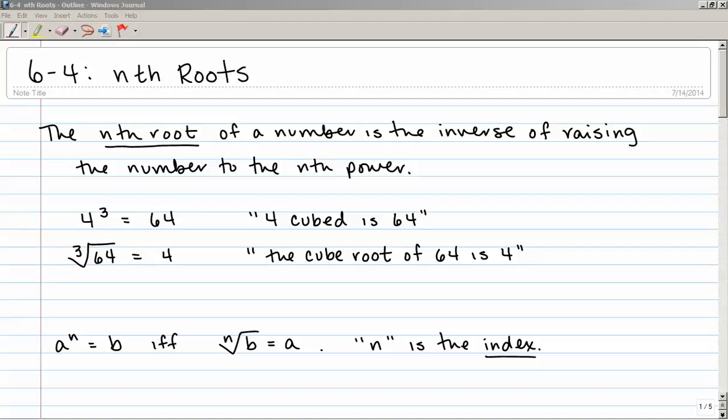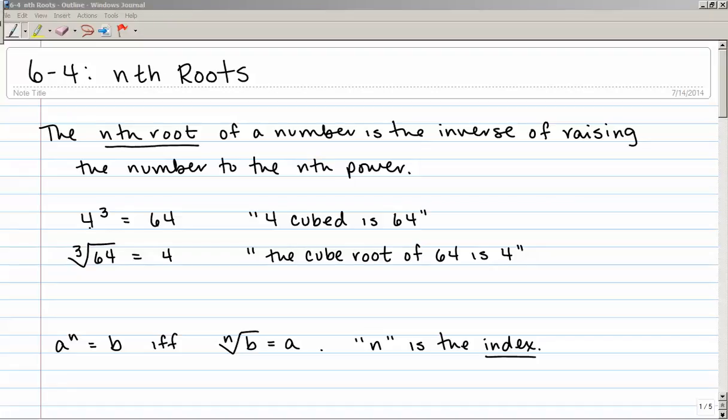Section 6.4 is on nth roots. The nth root of a number is the inverse of raising the number to the nth power. Remember, n can stand for any number. So we can have a fourth root, a fifth root, a sixth root of a number, which is just the inverse of raising that number to the fourth, fifth, or sixth power.